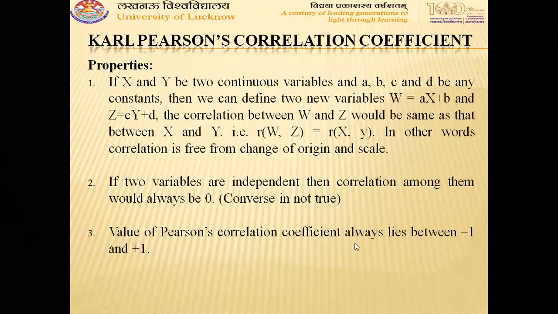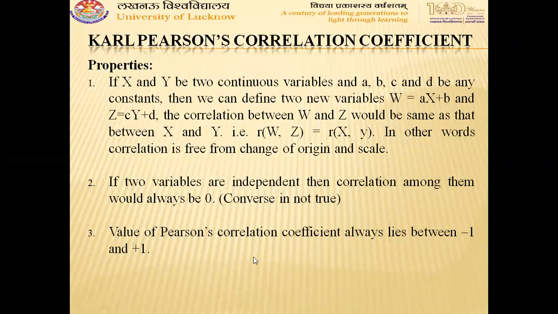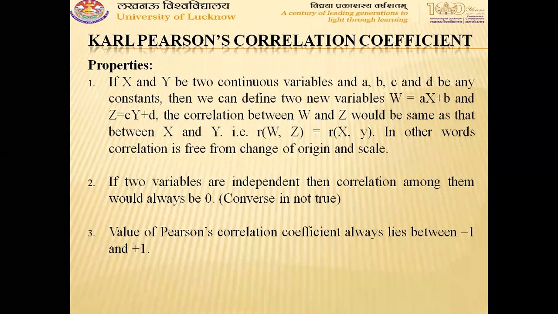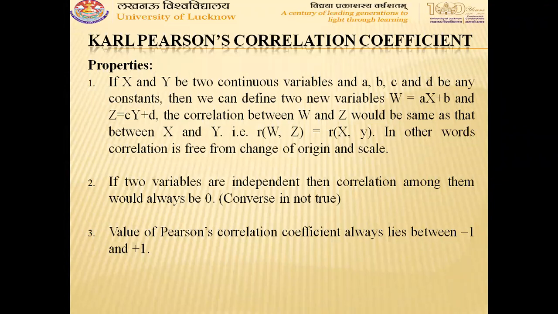The value of product moment correlation coefficient always lies between -1 and +1. If it deviates from these values, that is, if it comes out to be smaller than -1, that is -2 or -1 point something, or comes out to be greater than +1, then that shows that your calculation is wrong in some manner.